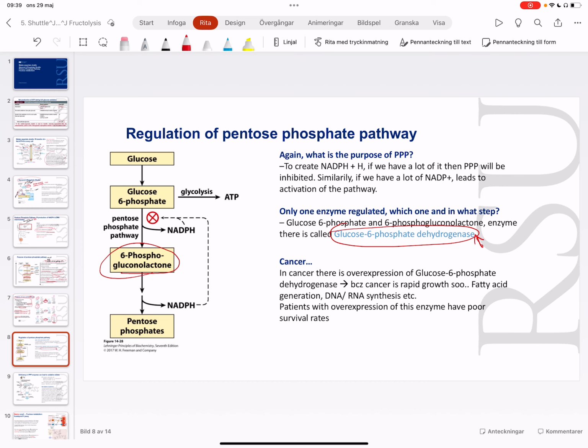In cancer, though, there will be an overexpression of this enzyme, and an overexpression of this enzyme will lead to a generation of a lot of NADPH plus H+, and also a high generation of ribose 5-phosphate, so that the cancer cells can make DNA, and also fatty acids. And so patients with overexpression of this enzyme also have very poor survival rates.